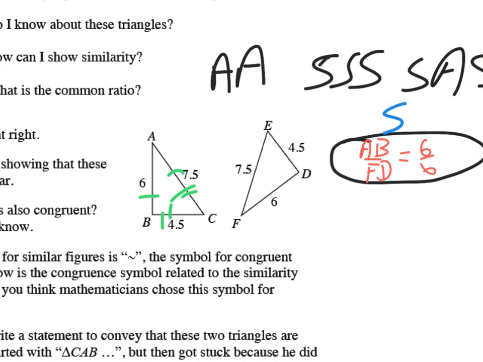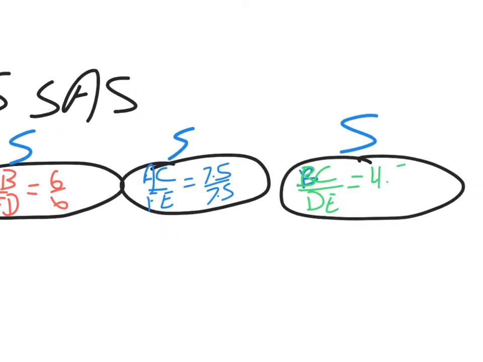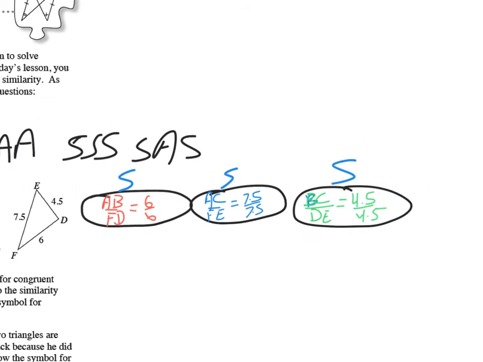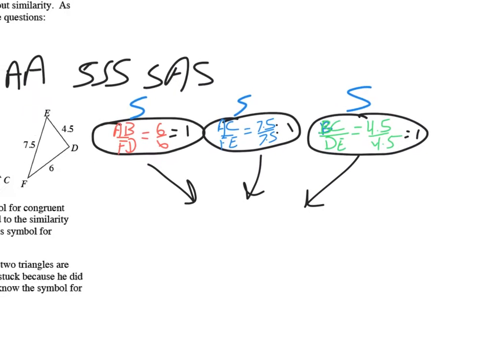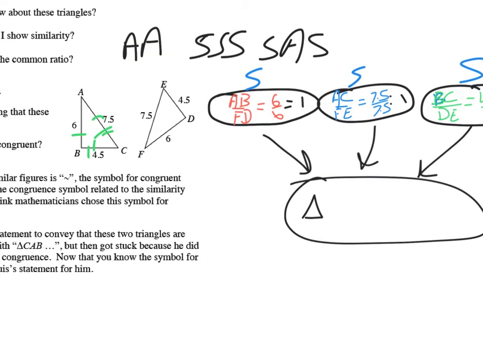And then lastly, we can say that side length BC corresponds to DE, and that ratio is 4.5/4.5. And so what you should recognize within each of these is that we have a constant ratio, as all of these are equal to 1. And so we therefore have the same proportionality between all three sets of sides. So what we can conclude then is that triangle ABC is going to be similar to triangle FDE, and our reasoning for that was by side-side-side similarity.